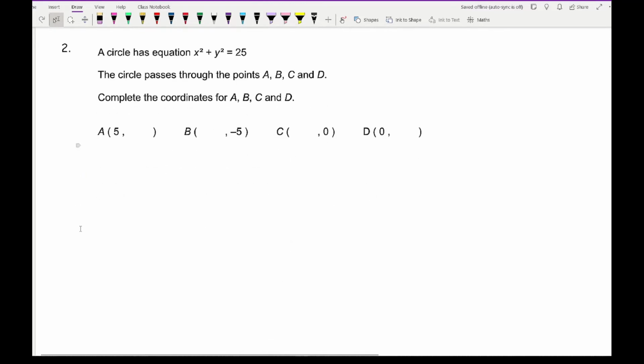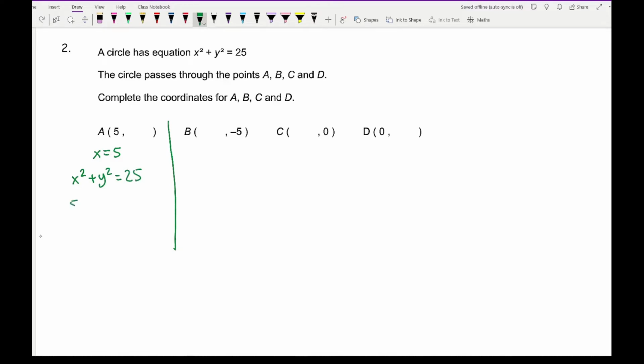Moving on to question 2, it says that a circle has the equation of x squared plus y squared equals 25. The circle passes through the points A, B, C, and D. Complete the coordinates for A, B, and C. So, taking these individually, in this particular question we know that x equals 5. So what I need to do is substitute x equals 5 into the equation of this circle.